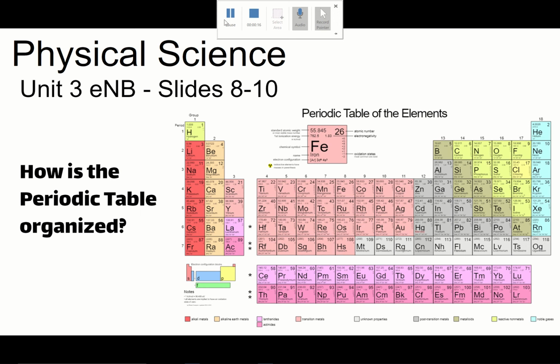So looking at how the periodic table is organized, we have 118 different elements that we know of, and we've organized these into groups or columns and periods, which are the rows. And in this video, you are going to learn how and why it is organized in this way.